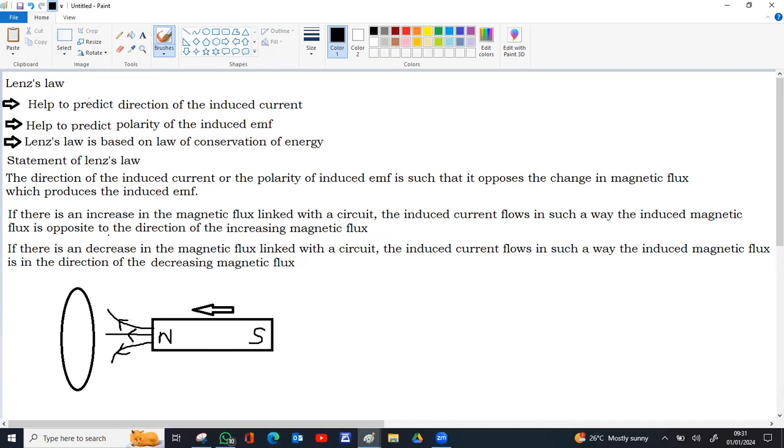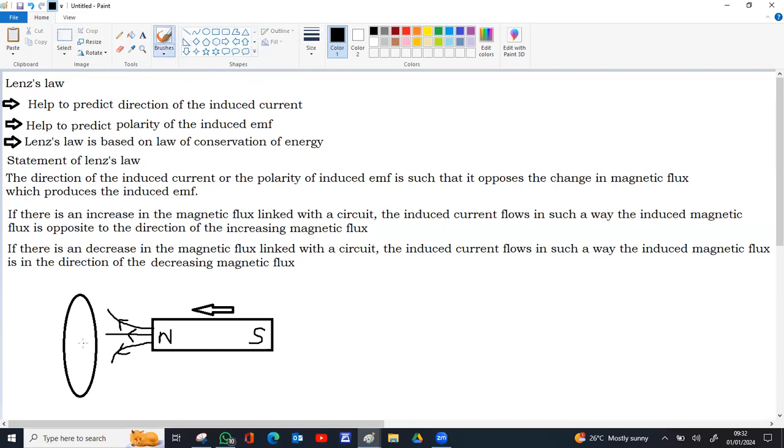As the coil approaches the magnet, or the magnet approaches the coil, the magnetic flux through the coil starts increasing. It was less in the beginning. Now as the magnet approached the coil, the flux through the coil starts increasing. According to Lenz's law, if there is an increase in the magnetic flux, the induced current flows in such a way that the induced magnetic flux is opposite to the direction of the increasing magnetic flux.